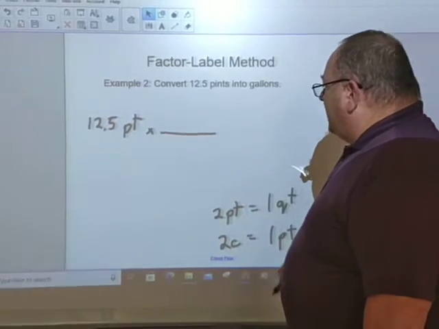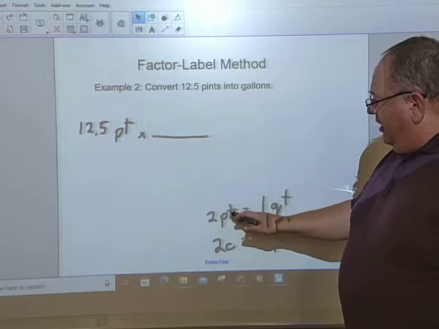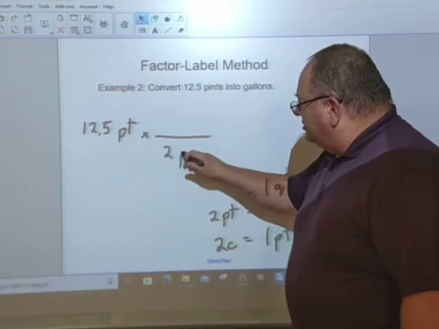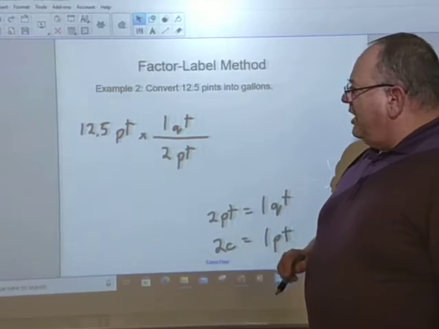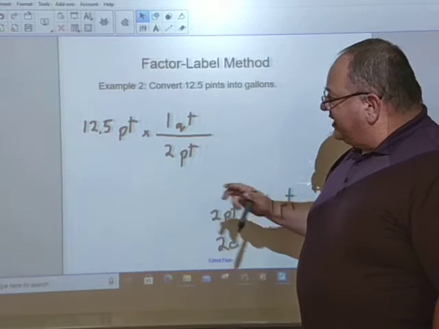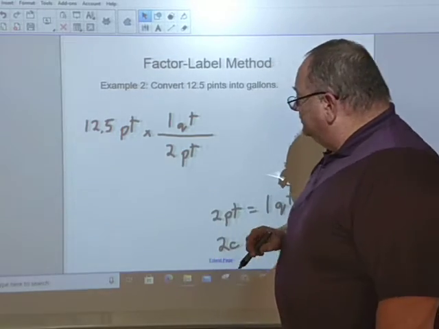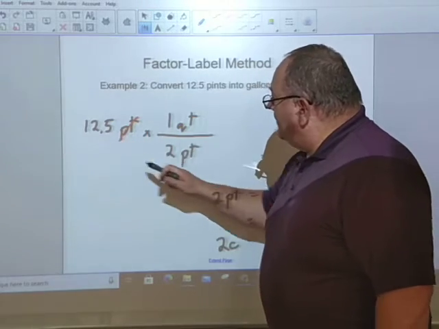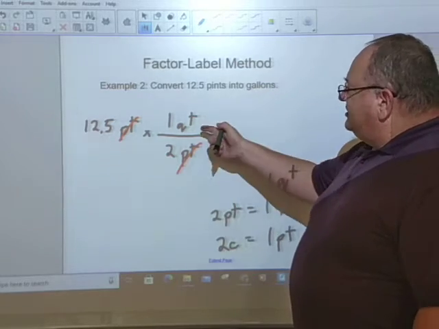Now it says multiply a conversion factor such that labels cross off. So this part had pints in it. I have to keep the whole thing. It's 2 pints, 1 quart over 2 pints, because the top has to equal the bottom on my conversion factor. That way this has a value of 1 and it's not changing my value. If I do that much, I can cross off pints.